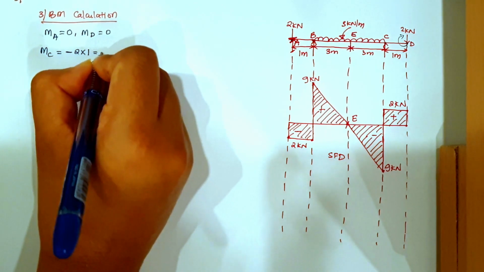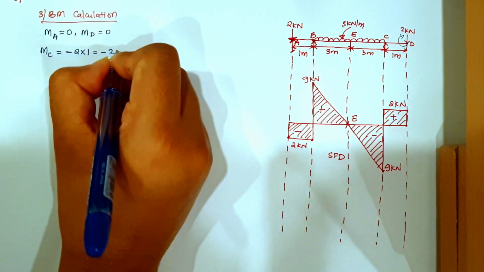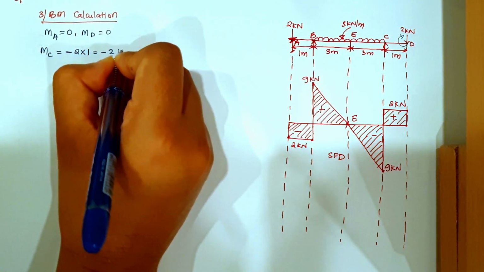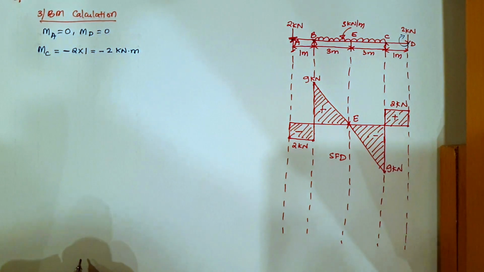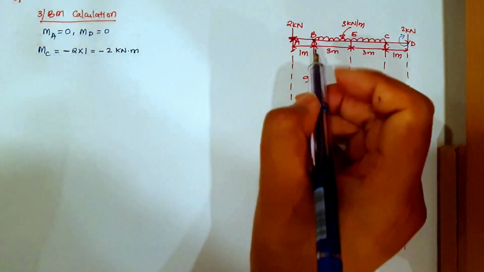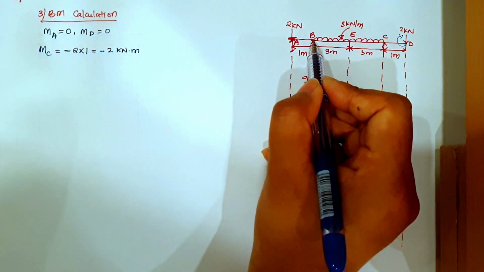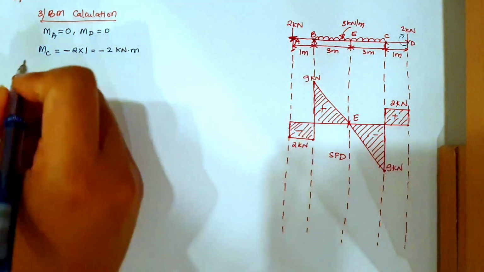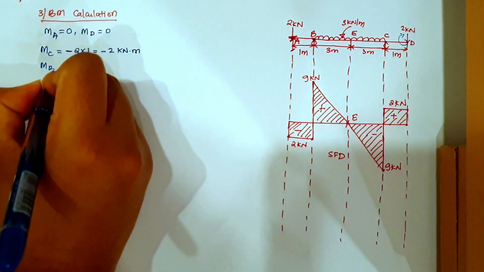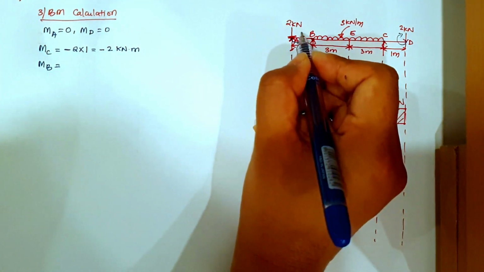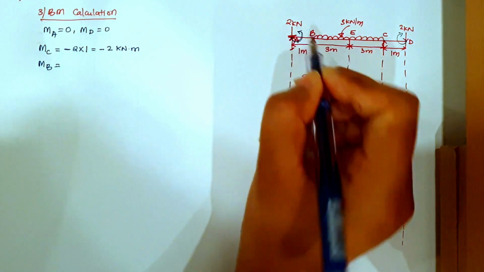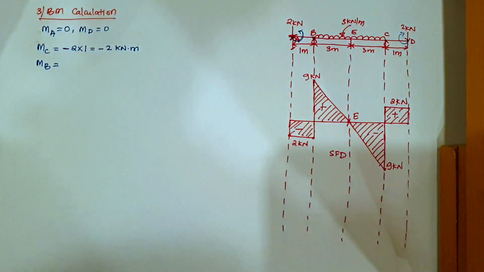So I have -2 kilonewton meter. Now similarly, if I want to find the moment about this point B, my moment at B will be equal to, this force here will go in this direction, which is an anti-clockwise direction.